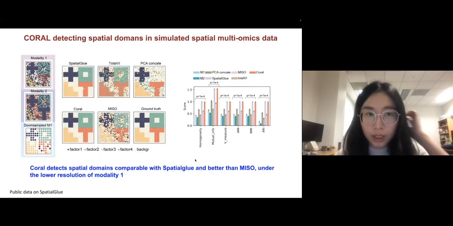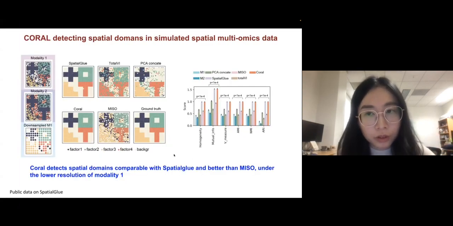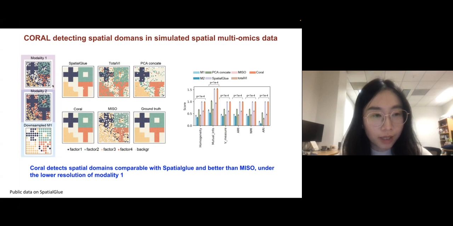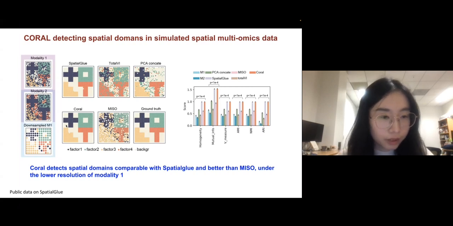And now I want to show how the results look. First we apply it onto simulation data. We compare with the simulation data provided by the SpatialGlue group first. In here, they provide two modalities that have the pattern. SpatialGlue is able to have very nice pattern recognition compared with the ground truth. If you look at totalVI, PCA concatenation, and MISO, we see that they are not as perfect. So Coral deals with something with different inputs.